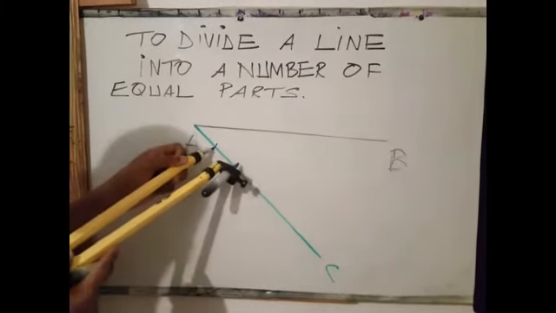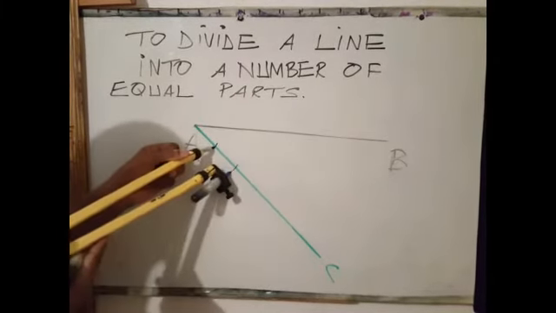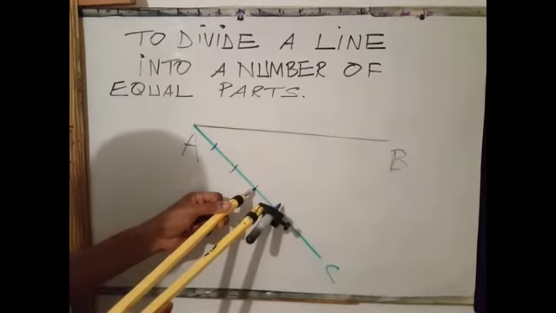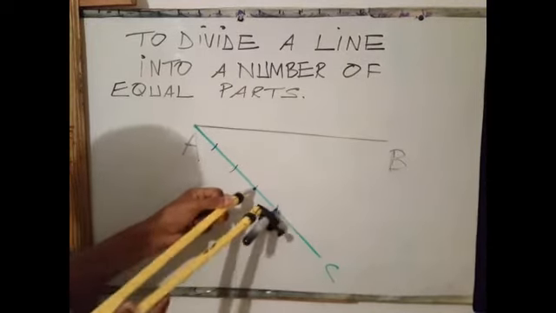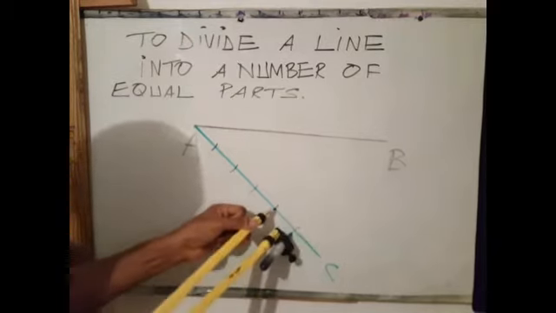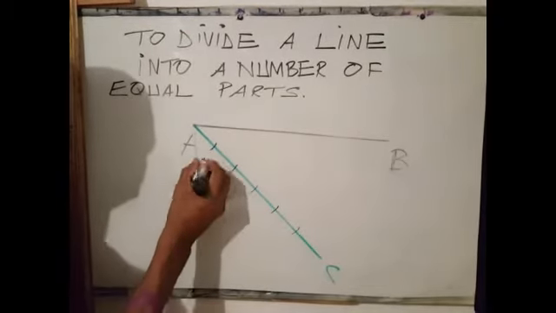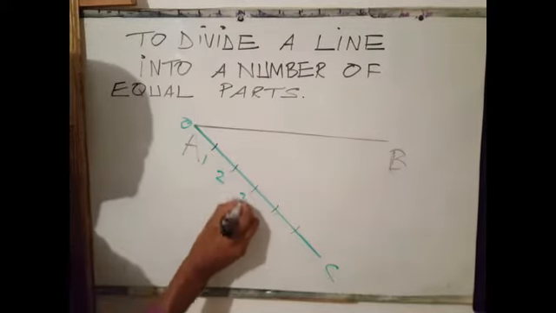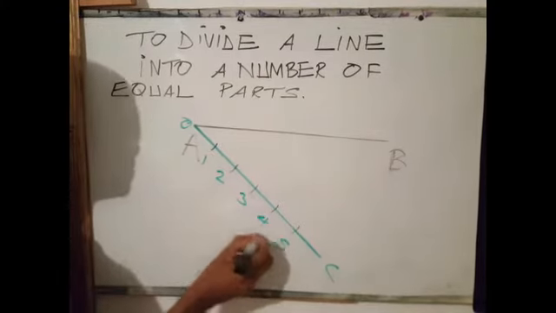1, 2, 3, 4, 5. Here I have 0, 1, 2, 3, 4, 5.